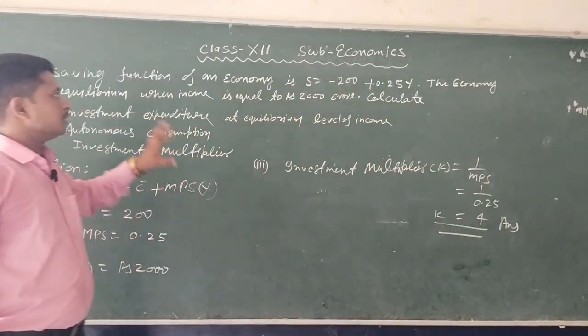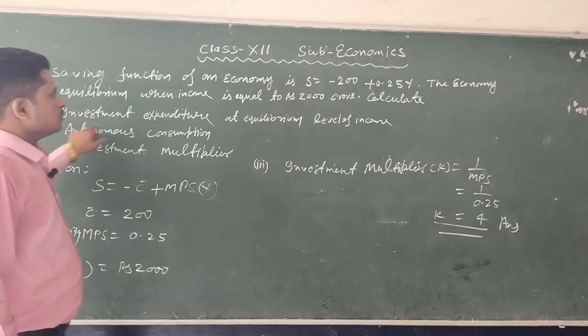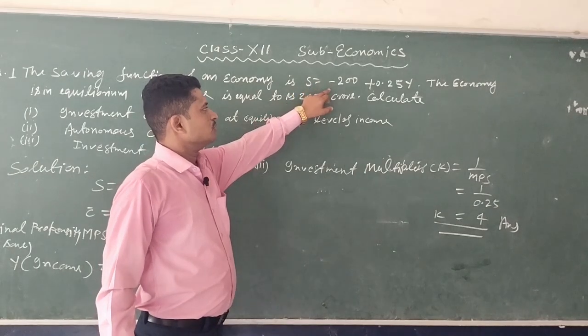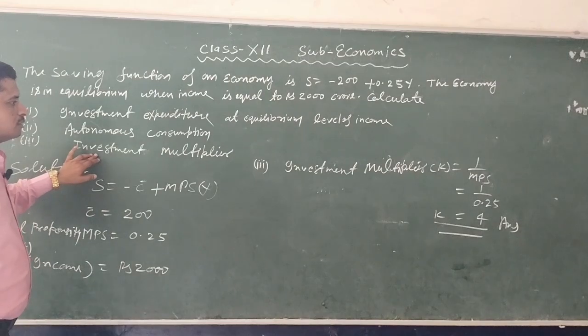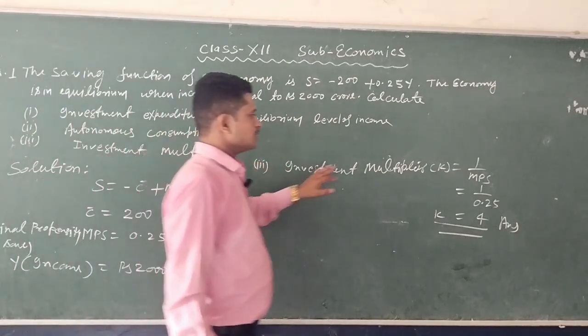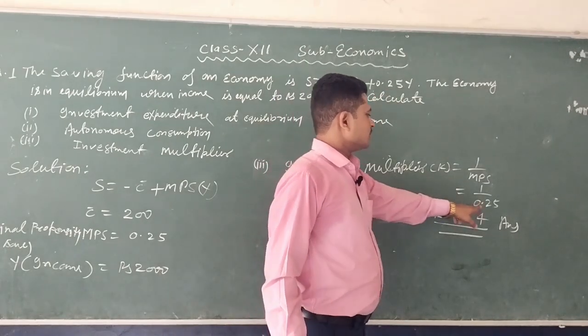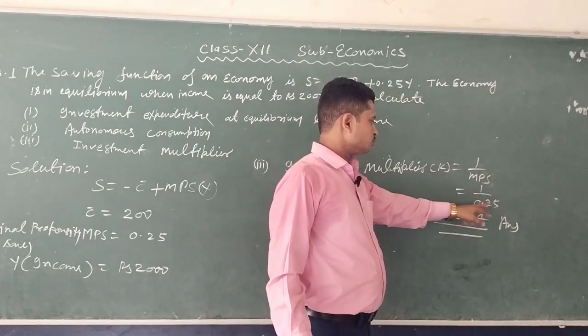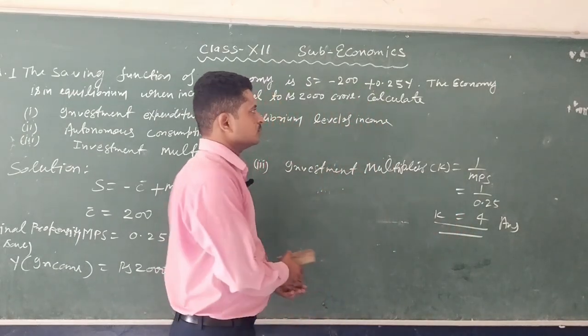So we calculate the investment expenditure at equilibrium level of income. At the equilibrium level of income, investment expenditure is equal to the saving. And autonomous consumption we calculate from this equation. The value of autonomous consumption is minus 200 crores. And investment multiplier equals 1 upon MPS. The value of MPS is 0.25. We put the values, and dividing by 0.25 we get 4. So this is the value of investment multiplier.